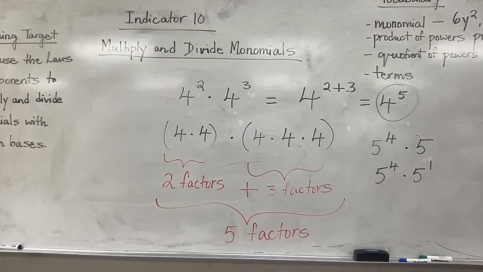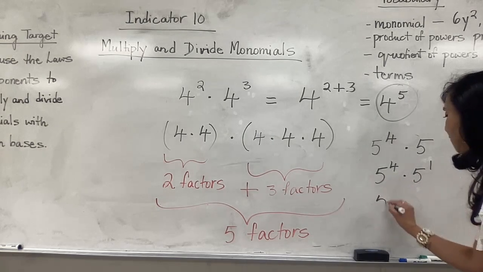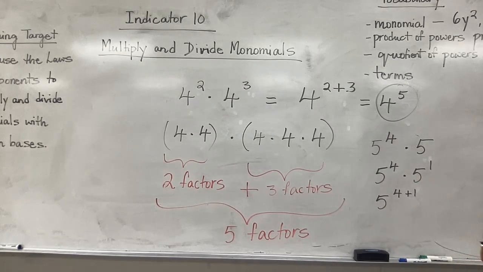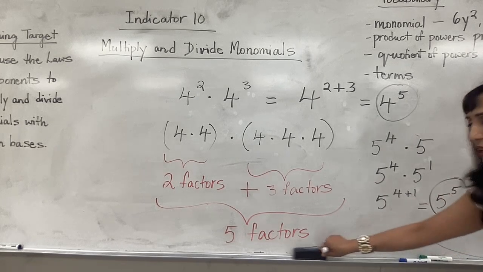And now all I'm doing is I'm going to use the product of powers property. And because the bases are the same, which is 5, I'm going to take 5 and I'm going to add the exponents. And I end up with 5, 4 plus 1 is 5 to the 5th power. So this is the exponential form.